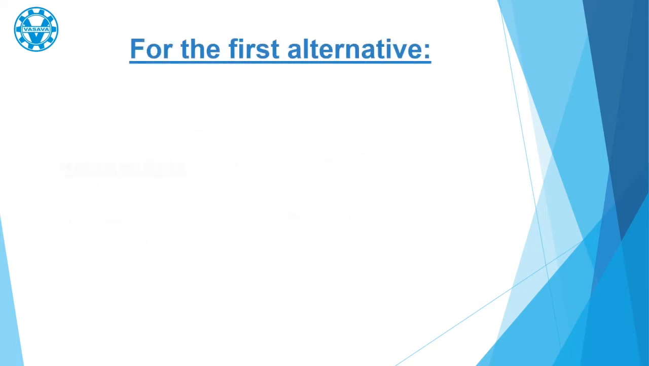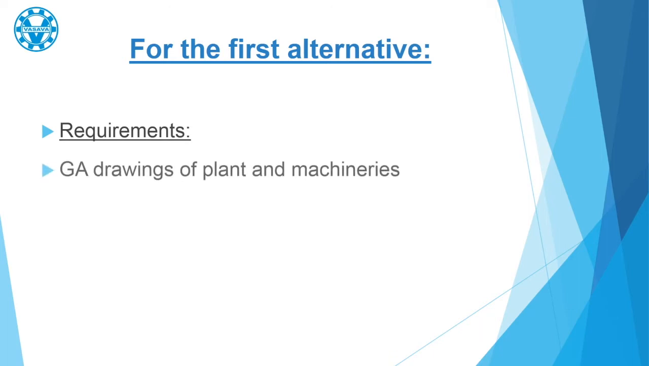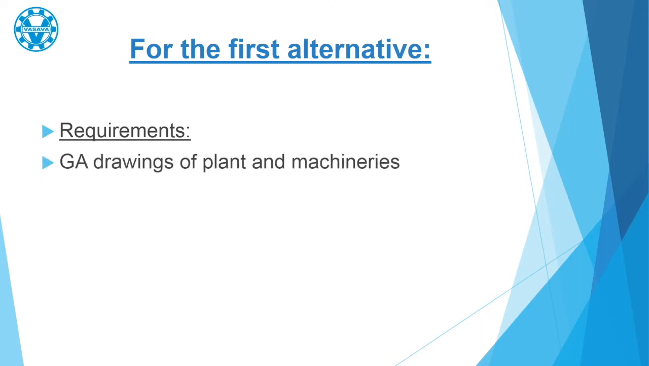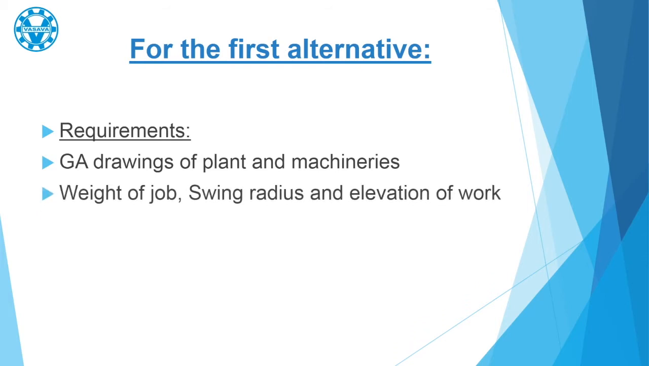Now, in the first case, if the customer asks the bidder to decide the capacity, then obviously the bidder needs the following information. Number 1, the GA drawing of plant and machineries. Number 2, weight of job, swing radius and elevation of working. All these should be provided with a neat dimension sketch.